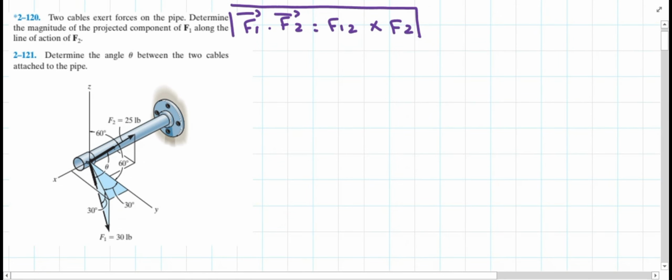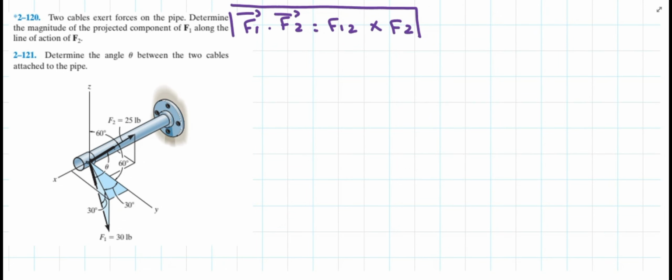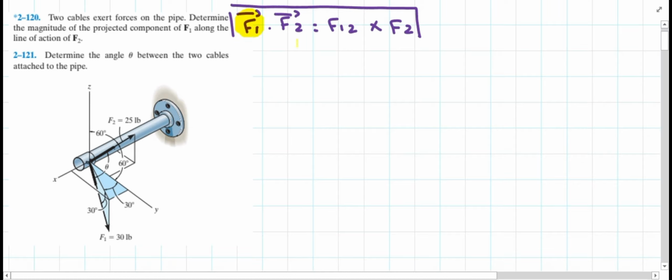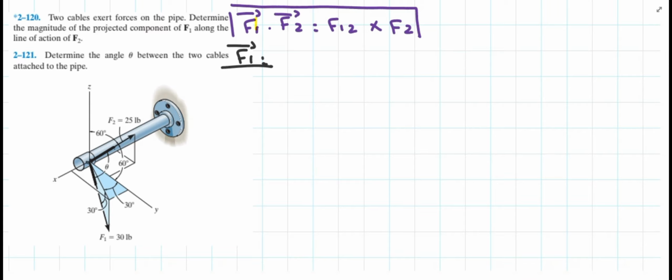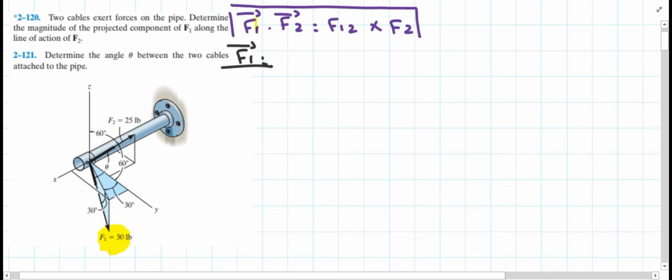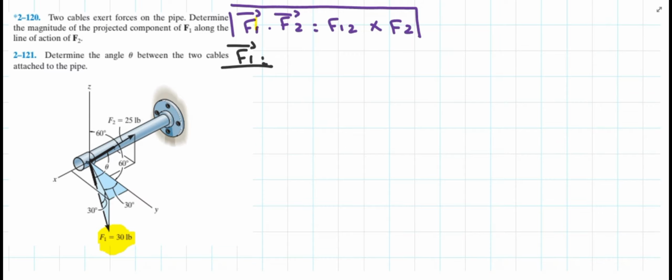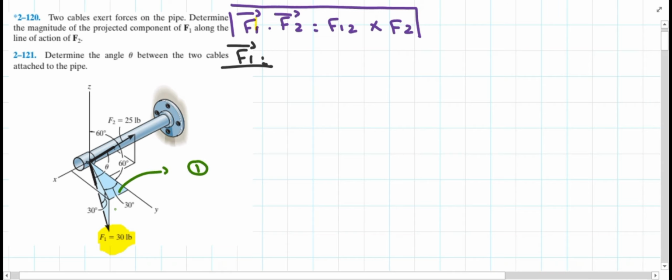Now, according to the top expression, we don't know the value of the F1 vector as well as the F2 vector, but we know the value of only the F2 vector magnitude here. So our first step is to find the vectorial form of the F1 vector. If you see the question diagram, this is our F1 vector magnitude, which is equal to 30 pounds. And there are two triangles here. Let's call this triangle number 1, and this triangle number 2. If you see carefully, this particular length right here is common between these two triangles. So let's call this the F prime.